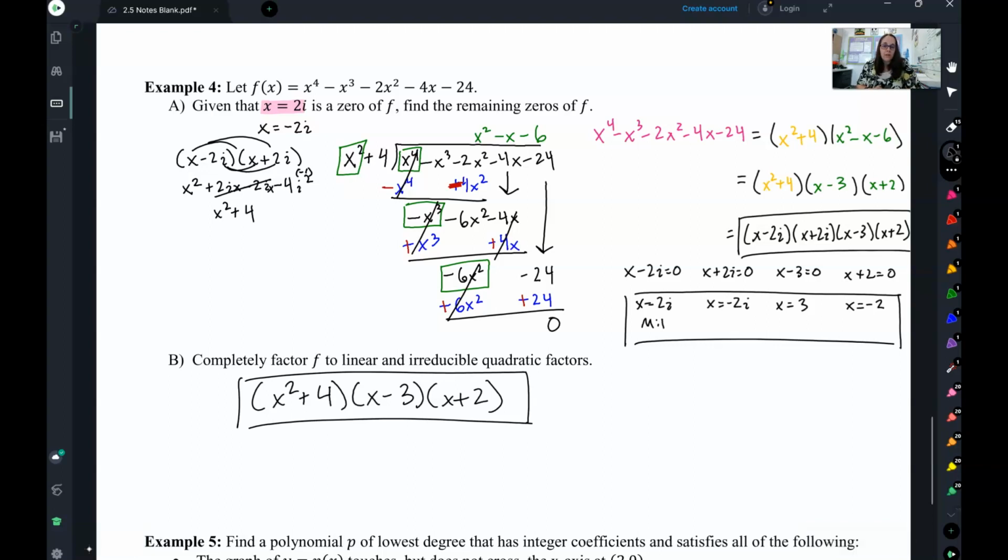So that was a little long division review and using our conjugate pairs to come up with the rest of my factors. We have one more video to go and then you're done with 2.5.